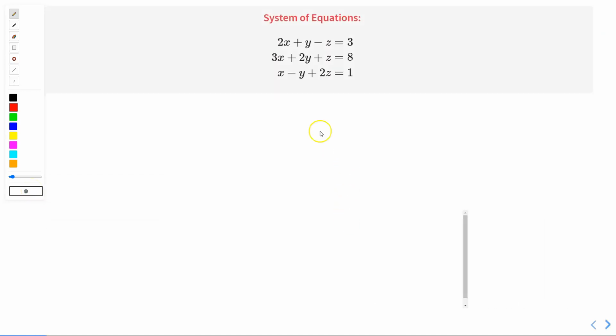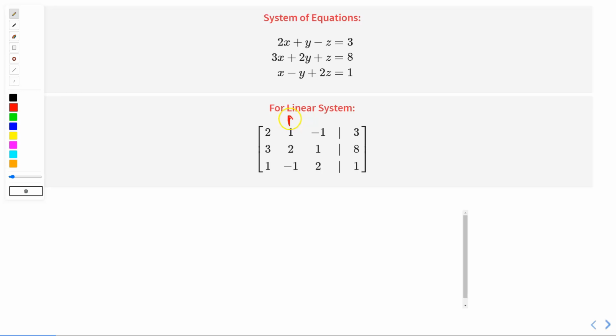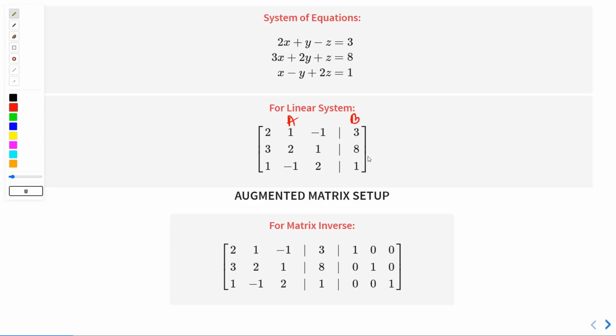Now for that, these are the system of equations, and first we have to write the coefficient matrix and then the constant matrix. Coefficient matrix: this is the x coefficient, so 2 3 1, then the y coefficient, and then the z coefficient, and then the constant. And then I'll write the augmented matrix setup. So here the A matrix, then the B matrix, and then the identity matrix.